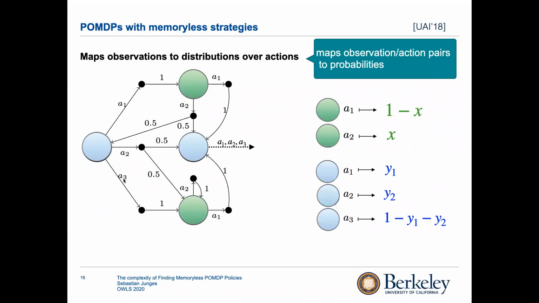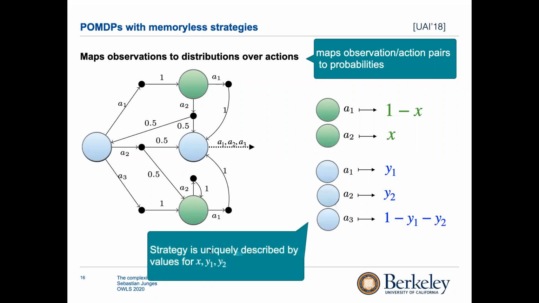And now let's clarify that our strategy is now actually uniquely described by these values for x, y1, and y2. So just saying, well, whatever strategy we're going to take, we can actually describe it by fixing what the values x, y1, and y2 are.